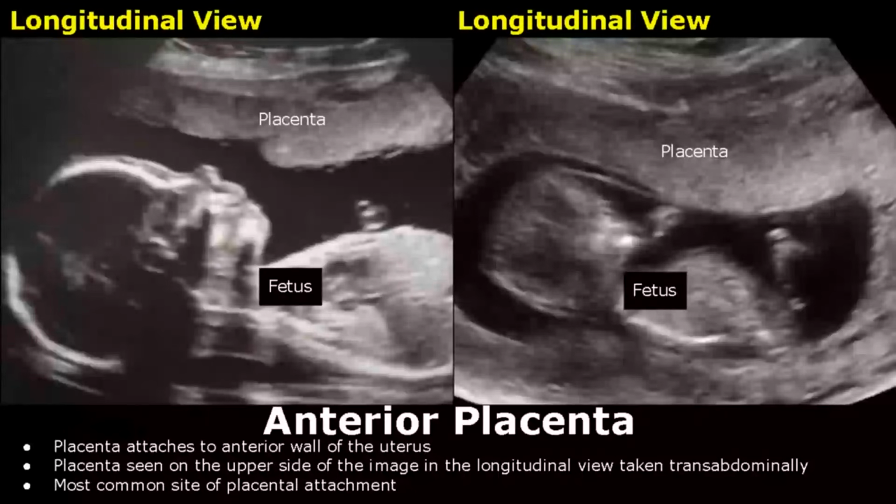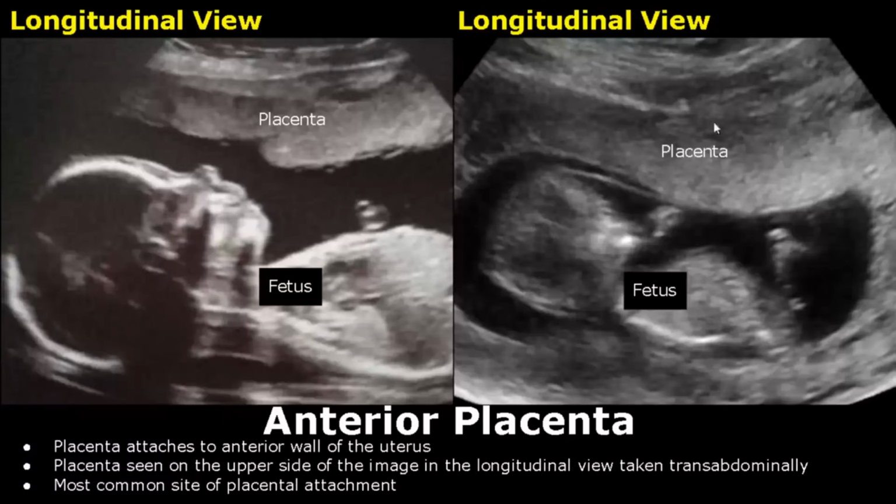Hello everyone, this is Dr. Sam and this video is about normal placental positions on ultrasound. An anterior placental position is the most common position. The placenta attaches to the anterior wall of the uterus. In the longitudinal view, it will be seen on the upper side of the image taken transabdominally.